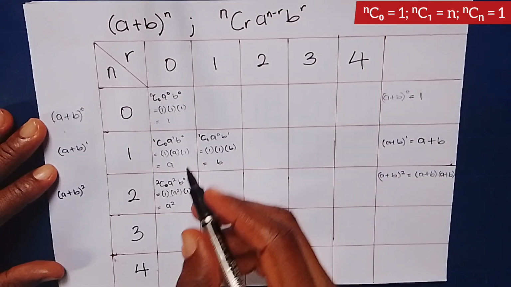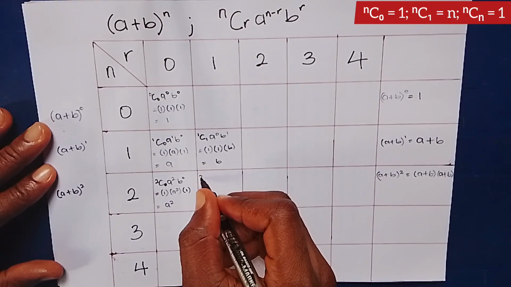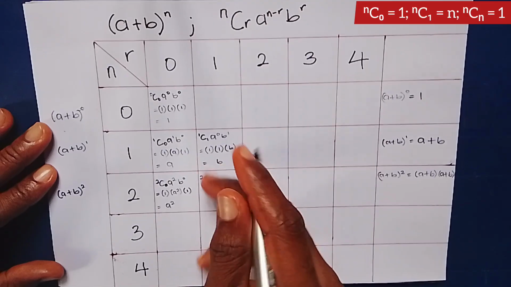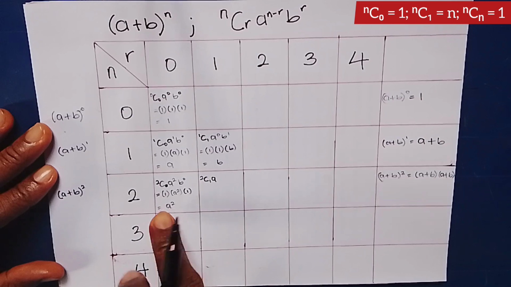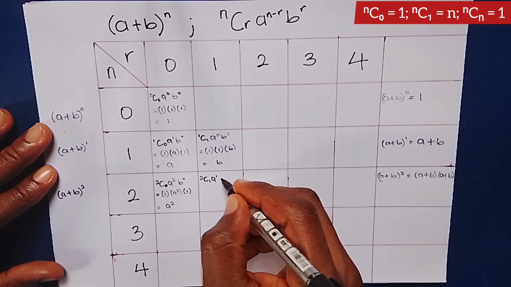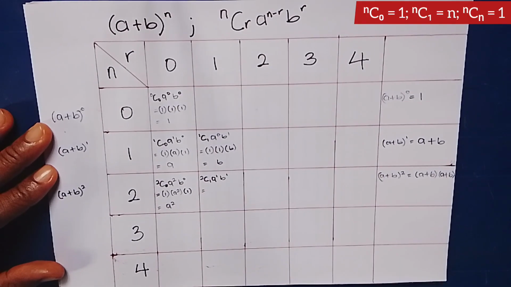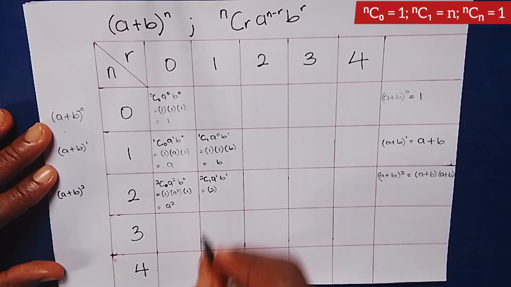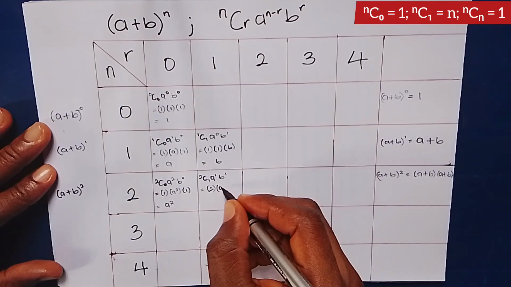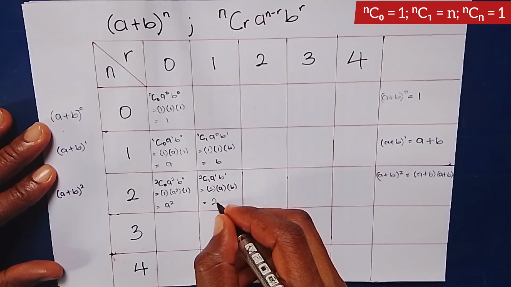Then we move on because our r is not yet equal to our n. Our n is 2, so we can go further. So this is 2 combination 1. a raised to the power n minus r, in this case that is 2 minus 1, which is 1. And then b raised to the power r, our r in this case is 1. So 2 combination 1, remember we established that n combination 1 is equal to n. So in this case we have 2. And then a raised to the power 1 is a, b raised to the power 1 is b. So we have here 2ab.